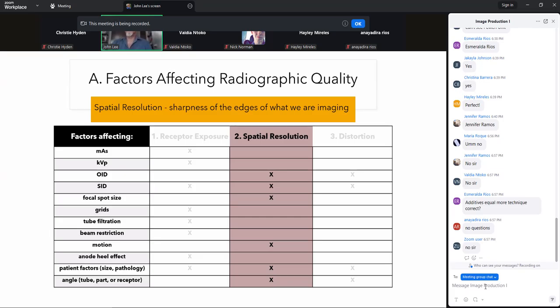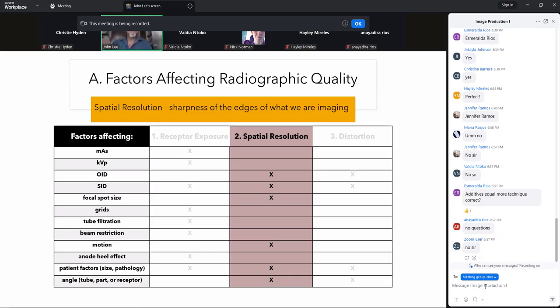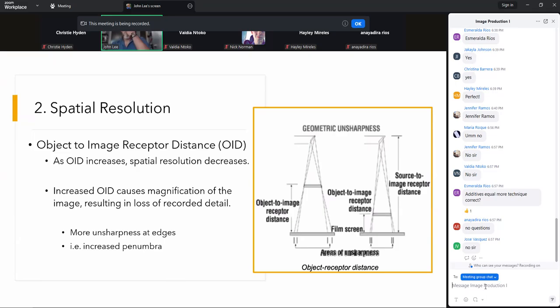All right, so moving on to spatial resolution. So here we're going to look at OID, SID, focal spot size, motion, and patient factors, along with two-part alignment. So remember, your OID is the object to image receptor distance. The further away that the object or the anatomy of interest is from the image receptor, the more our spatial resolution will decrease.